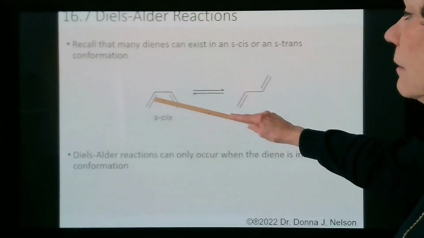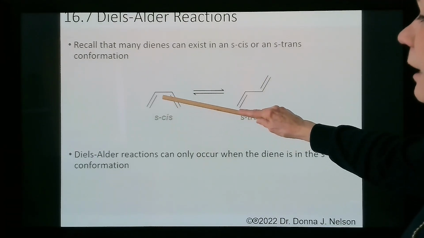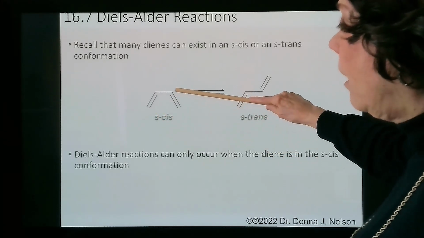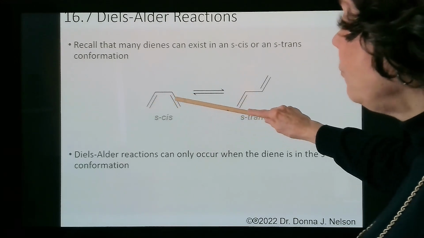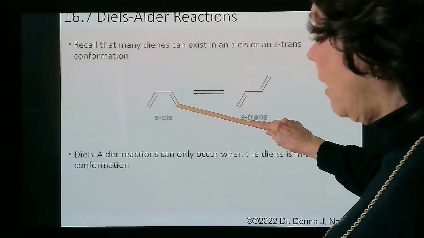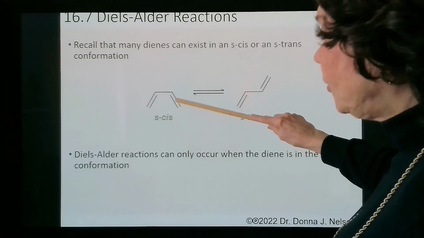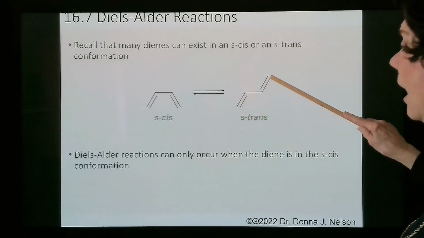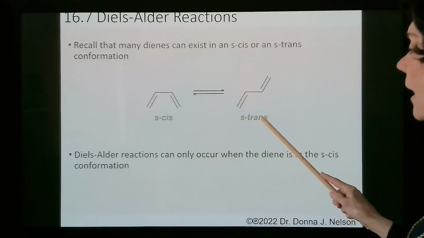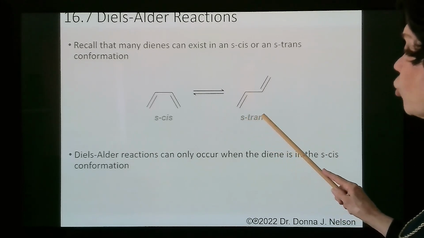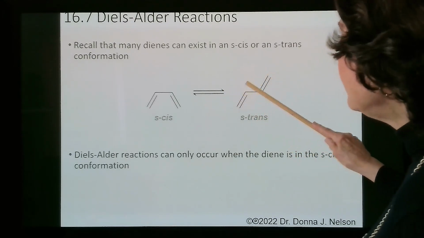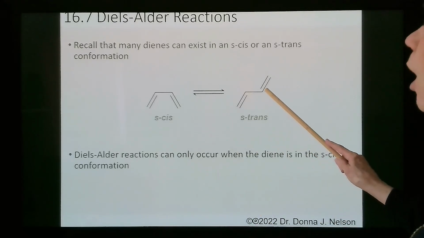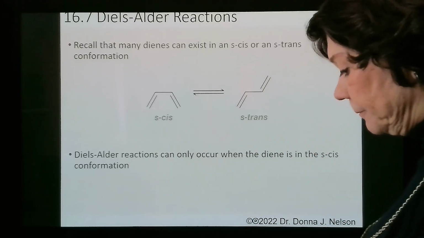Remember that the diene can exist either in what is called the S-cis or the S-trans conformation. The S stands for single bond. Here, in this diene, both of the double bonds are on the same side of the single bond. Here, the two double bonds are on opposite sides of the single bond. So S-trans means single bond trans. And when you have this configuration, it's not going to be able to overlap with the dienophile.